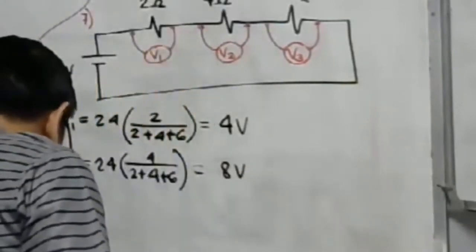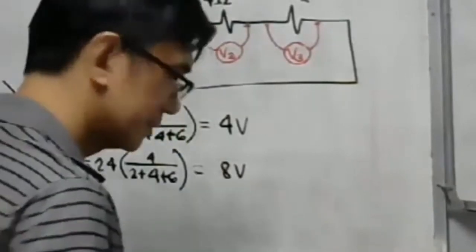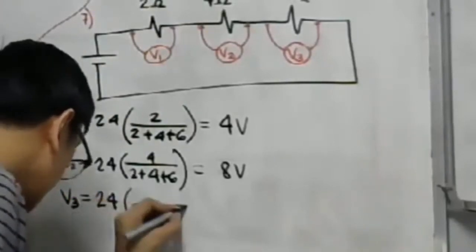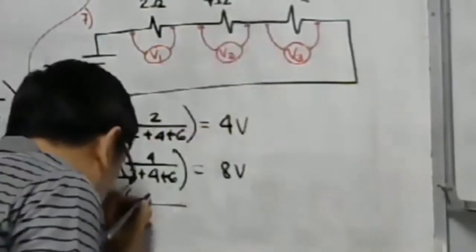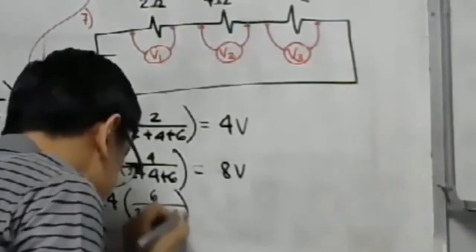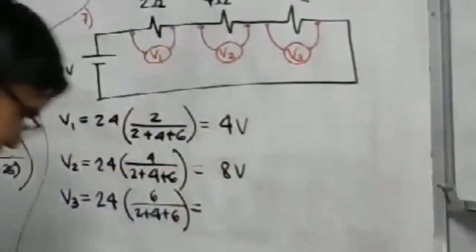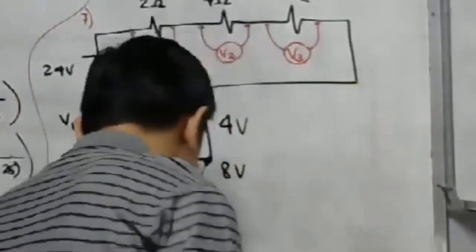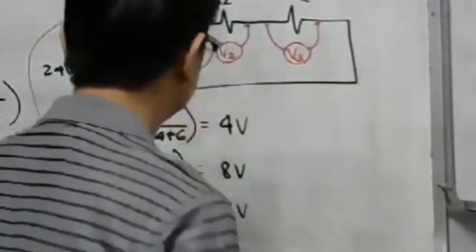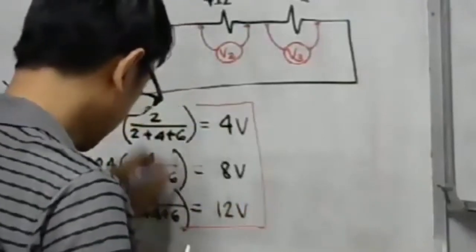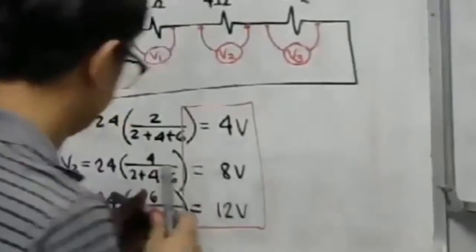Okay, what about our V sub 3? Our total voltage here is 24. What is the opposite resistance? We have 6 ohm. Then we have 2 plus 4 plus 6. Let us calculate: 24 times 6, then divided by 12. So the answer is simply 12 volts. That is our answer. That is the voltage drop.